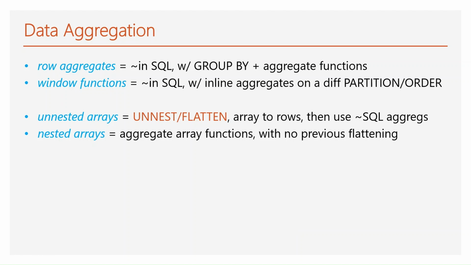And finally, we looked at nested arrays. On nested arrays, you can use built-in aggregate array functions with no previous flattening. These array functions are usually prefixed with array underscore. So you have array underscore average, array underscore sum, and so on.